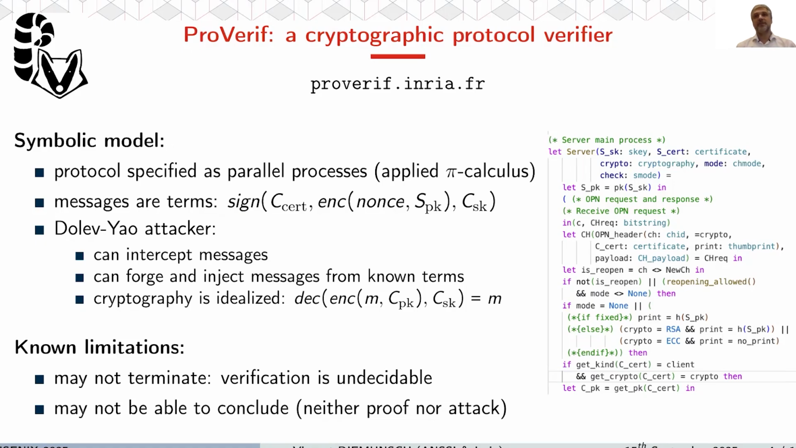ProVerif, although a state-of-the-art verifier, has some well-known limitations that make verification hard to perform. Indeed, the verification problem is undecidable in the general case. Hence, the prover may not terminate its resolution, and in that case keeps running until memory is exhausted. Or when it terminates, it may not be able to conclude, ending neither with a proof nor an attack.